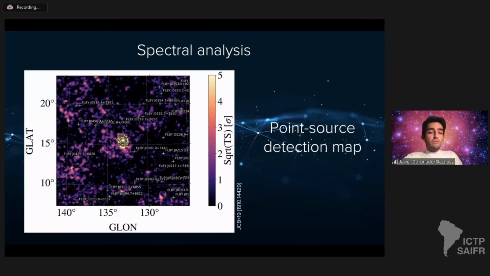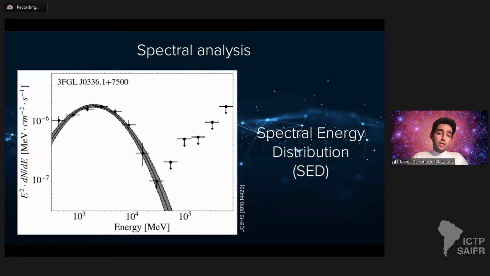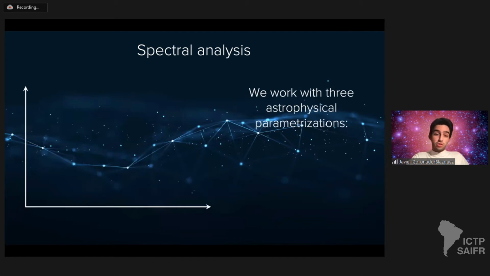Basically, the idea is that for each of the sources, we do a point source detection map. This will be the source, clearly detected here. We model the region accordingly, and we compute the spectral energy distribution of the source. We try to fit it to dark matter, but also to traditional astrophysical models, which are typical of AGN, pulsars, etc., other astrophysical source classes. And we work with three of them.